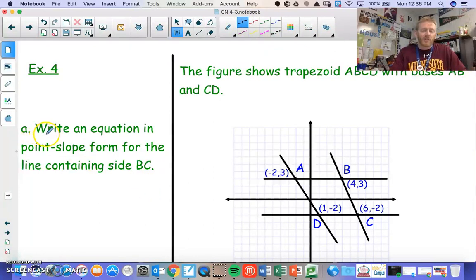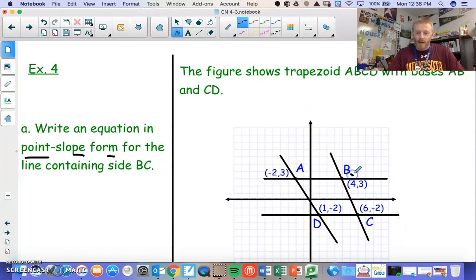Question A is to write an equation in point-slope form for the line containing side BC. That's this line right here. So we're going to look at the points. We have a 4, 3, and a 6, -2. Now, I think it's easiest if we were to just go ahead and find slope from those 2 points.